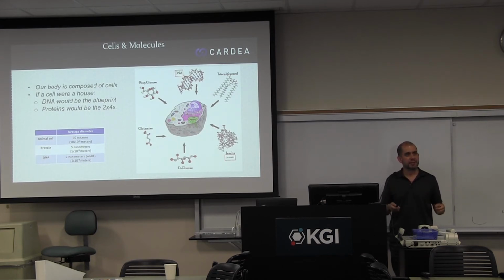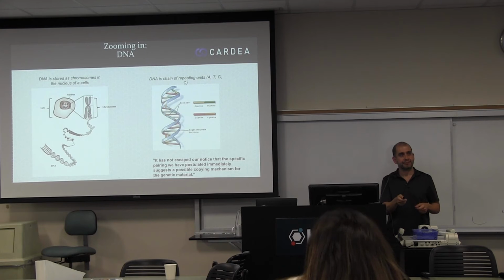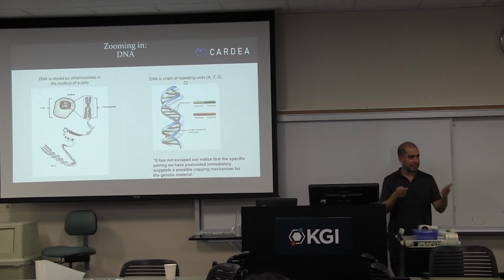I think you guys probably understand this. Our body is composed of cells. Within those cells and around those cells are molecules. If a cell was a house, the DNA would be the blueprint. The proteins would be the 2x4s that hold up the house and carry out all the essential functions. And here is a cell on the right and a bunch of molecules around it. I just want to highlight DNA on the top and protein on the bottom right. Now, what's DNA? I think we've all heard of DNA. We probably have a decent idea of what it is.